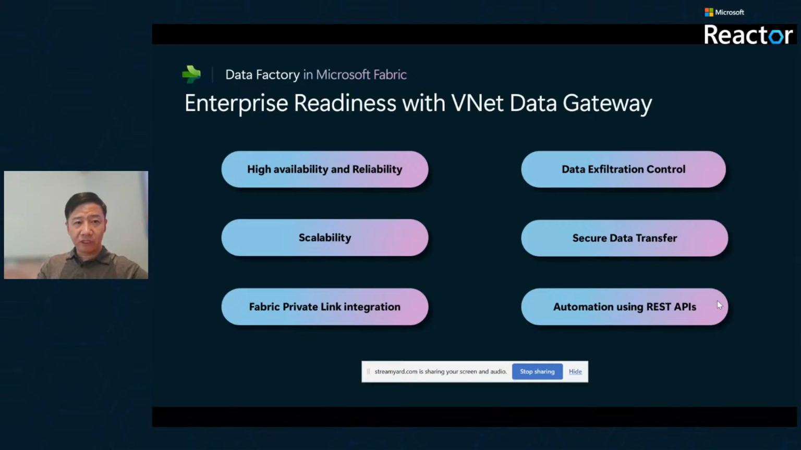And here we go to the enterprise readiness. If you compare the two pictures, you will see that VNet Gateway has very similar promises to the on-premise data gateway, right? The high availability and reliability, the scalability, the data exfiltration control, and the secure data transfer. Additionally, it provides automation via the RESTful API, which may be more useful in some CI/CD scenarios. Let's have a look at another demo on how to use the private link in Dataflow Gen2 on the VNet Gateway.